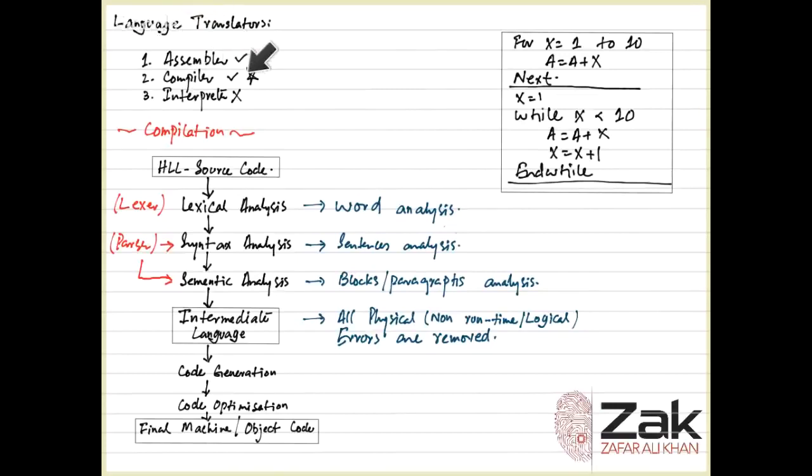Language translators. We have several types of language translators. For assembly language, we have an assembler. For high level languages, we have a compiler or interpreter. Interpreter is not discussed here. It is just compiler, as in the definition that we did earlier. And assembler is not the concern over here. So we are just trying to understand compilation.